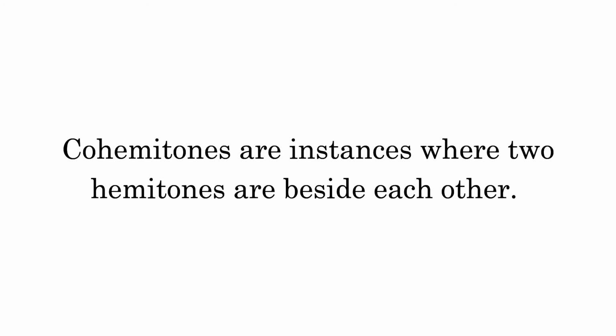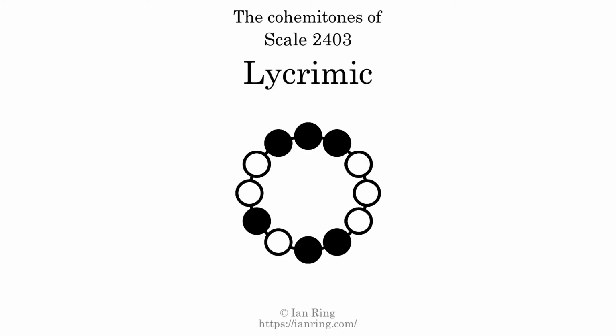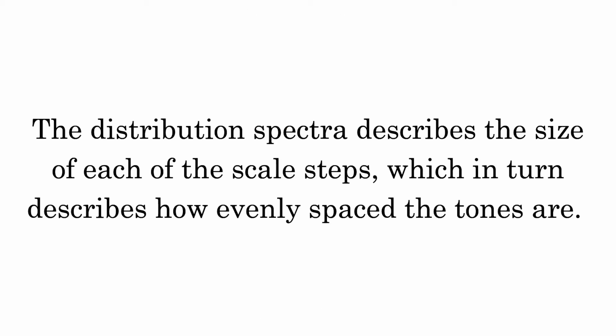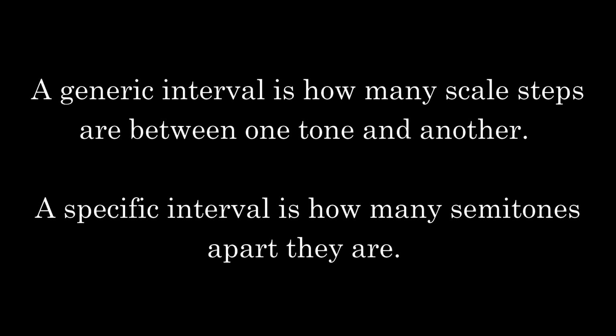Cohemitones are instances where 2 hemitones are beside each other. This scale has 1 cohemitone here. The distribution spectra describes the size of each of the scale steps, which in turn describes how evenly spaced the tones are. A generic interval is how many scale steps are between one tone and another. A specific interval is how many semitones apart they are.